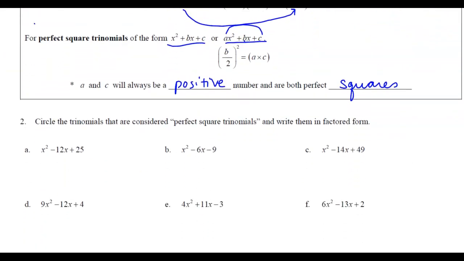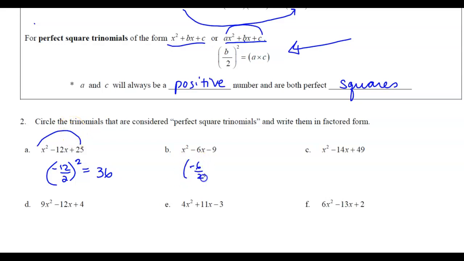Okay, so in this next one, we're not factoring. We are just circling the trinomials that are considered perfect square trinomials. So the method from here is to go, okay, negative 12b divided by 2, squared. Do it in your head, do it in your calculator, I don't care. But negative 12 divided by 2 is 6, squared is 36. Is 1 times 25 36? Nope. Last time I checked, it wasn't. So that is not a perfect square trinomial.